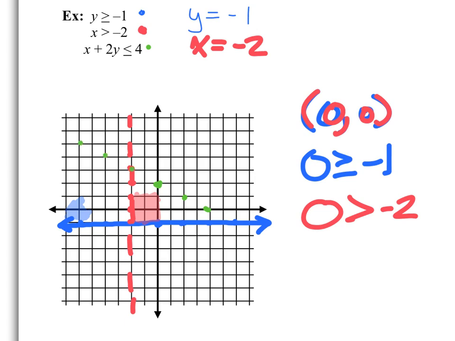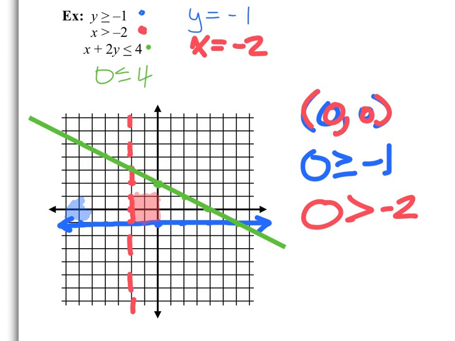If I look back at the inequality, I know that I'm going to be connecting with a solid line. And when it's time to test the origin, if I plug that in here, I'm going to get 0 is less than or equal to 4, and that's true.